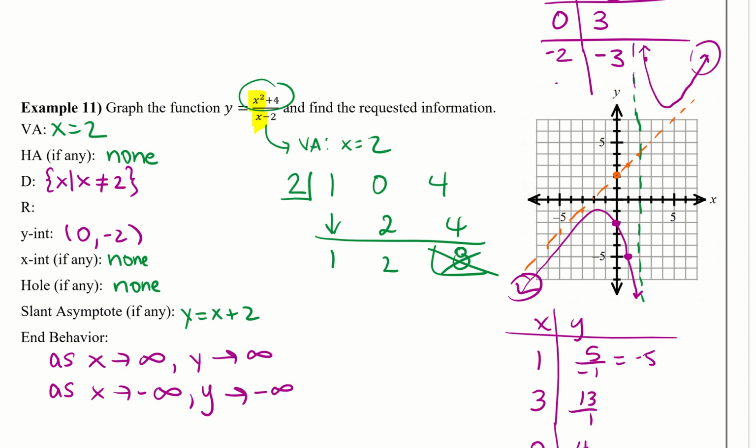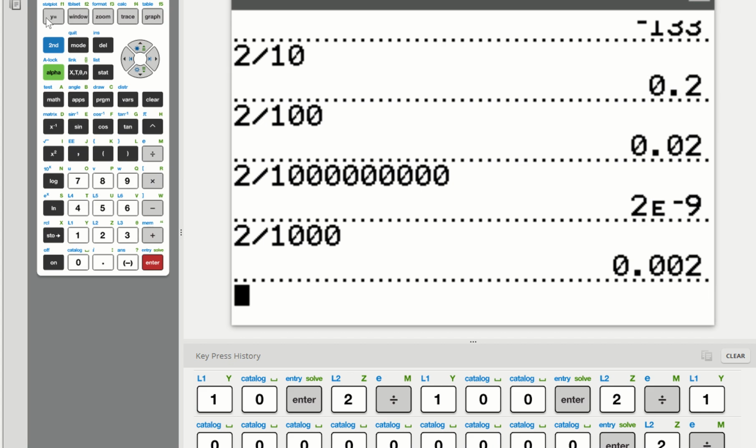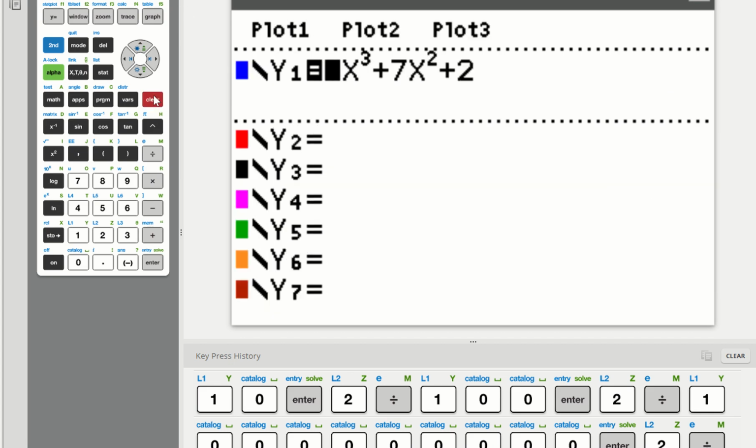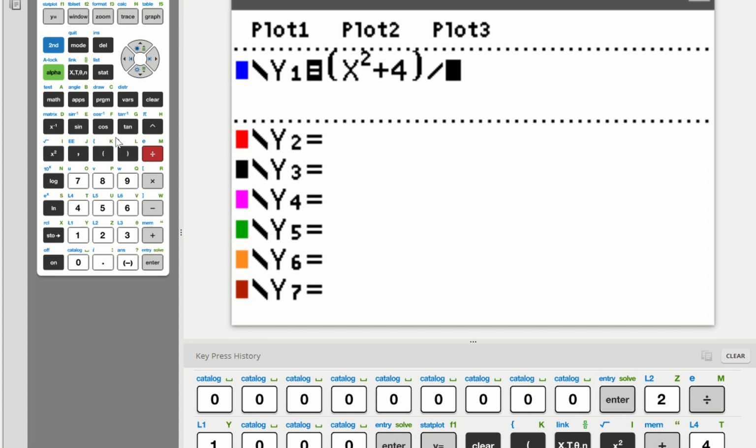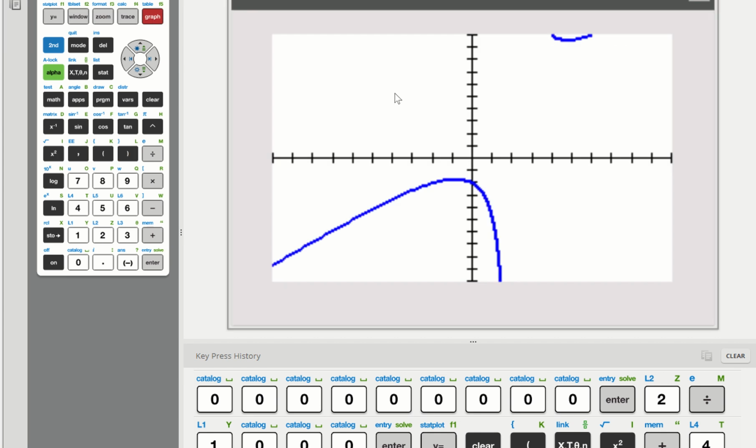Okay, so what about the range? I'm going to have to use a graphing calculator for this. I do not have an option. So let me go ahead and get this graphed. On the numerator, I had x squared plus 4. Make sure you group those in parentheses. On the denominator, I had x minus 2. And let's see, this should kind of match.